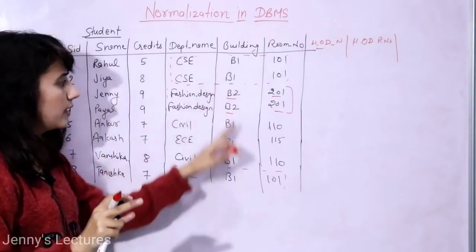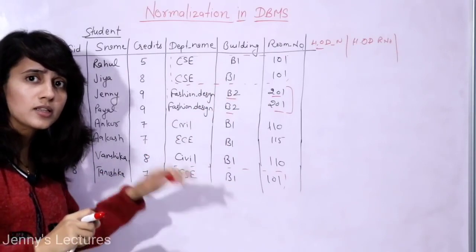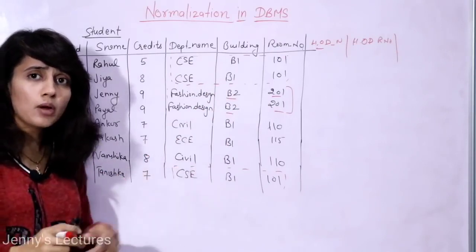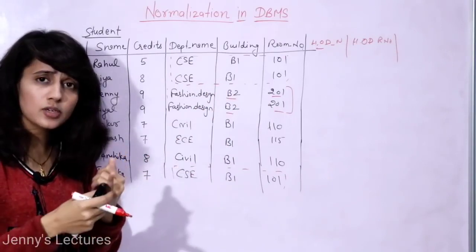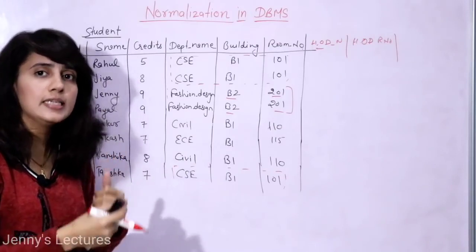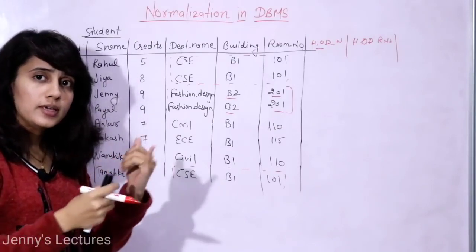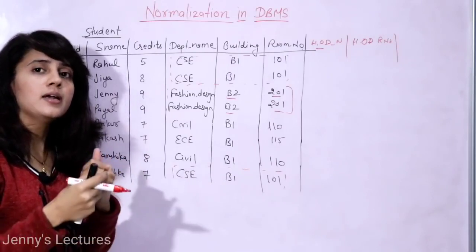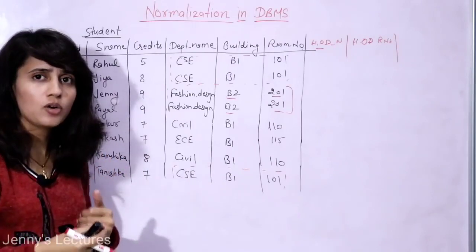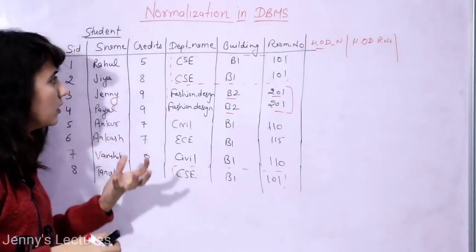First problem is the redundancy problem. Because of this, another problem can be there. Three main problems are there: insertion, updation and deletion. What we call insertion anomaly, deletion anomaly and updation anomaly. Anomaly is what? Basically, anomaly is what?